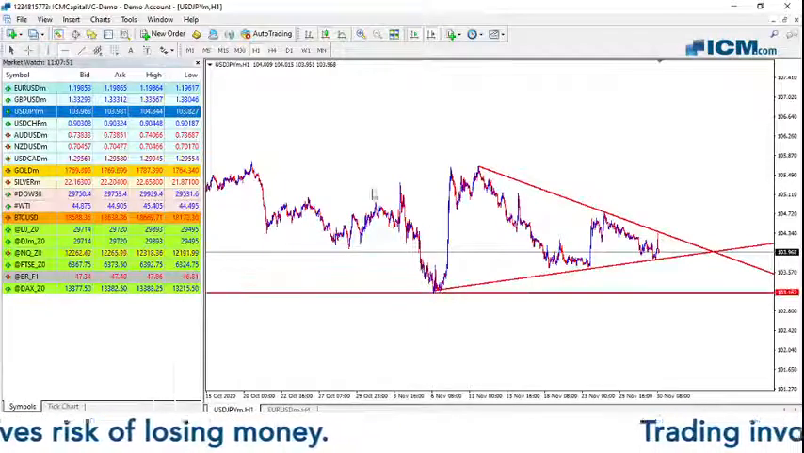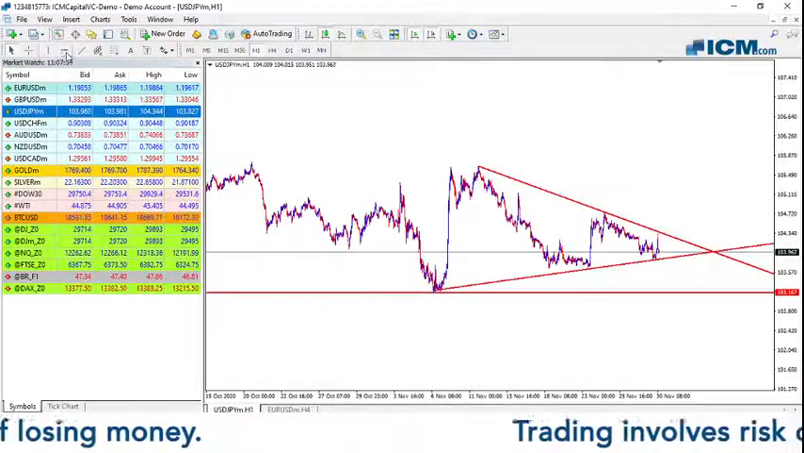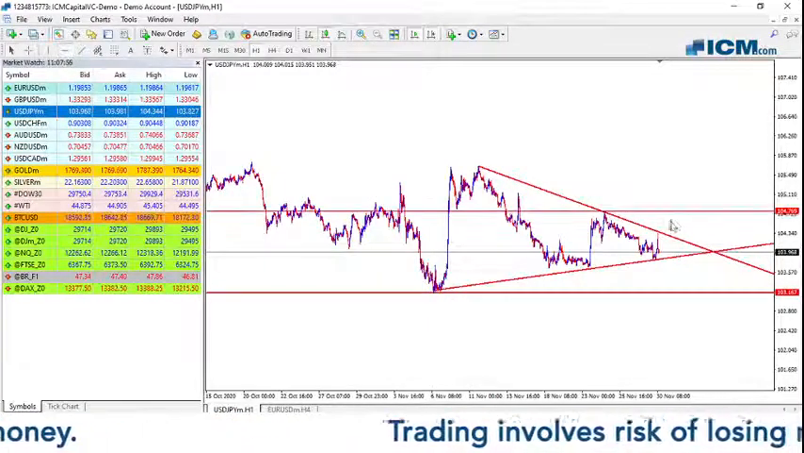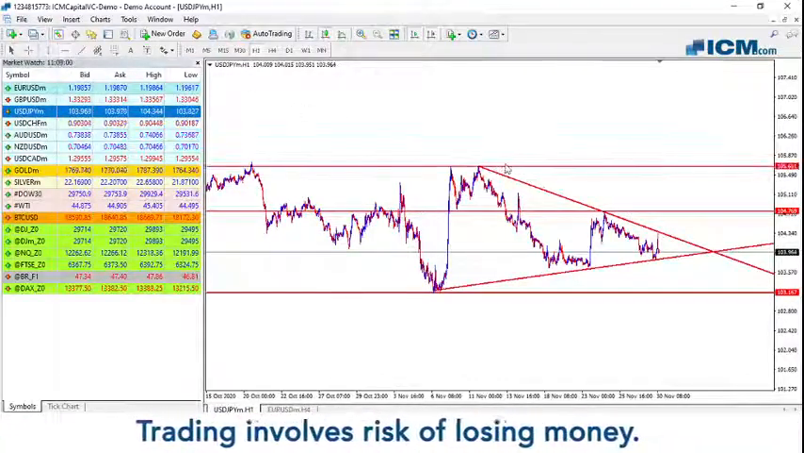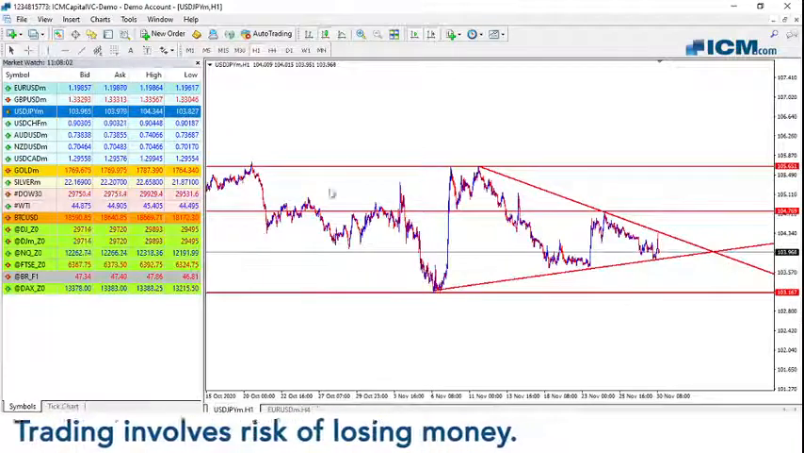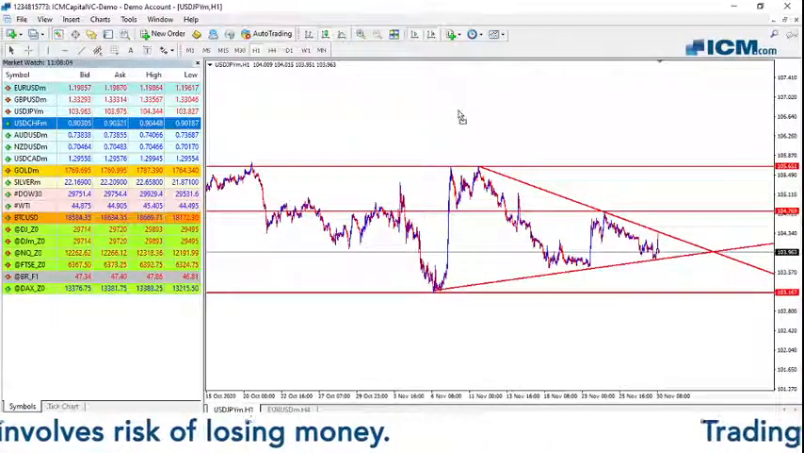Key levels remain 103.60 and 103.16 on the downside, while on the upside 104.75 ahead of 105.60, 105.50 remain the key levels. So these are the key levels for the dollar against the Japanese yen.